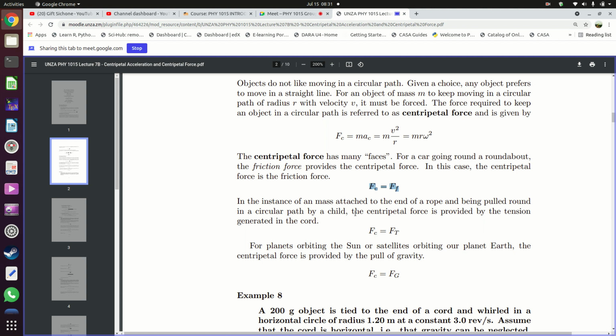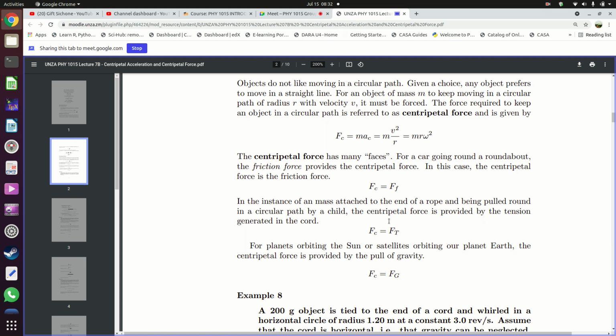So in such a case, when you have objects attached to the end of a rope or a cable, and you start swinging it like a pendulum, or like a swing, or a catapult, then the centripetal force is being provided by the tension. So in such a case, the centripetal force is the tension in the rope.